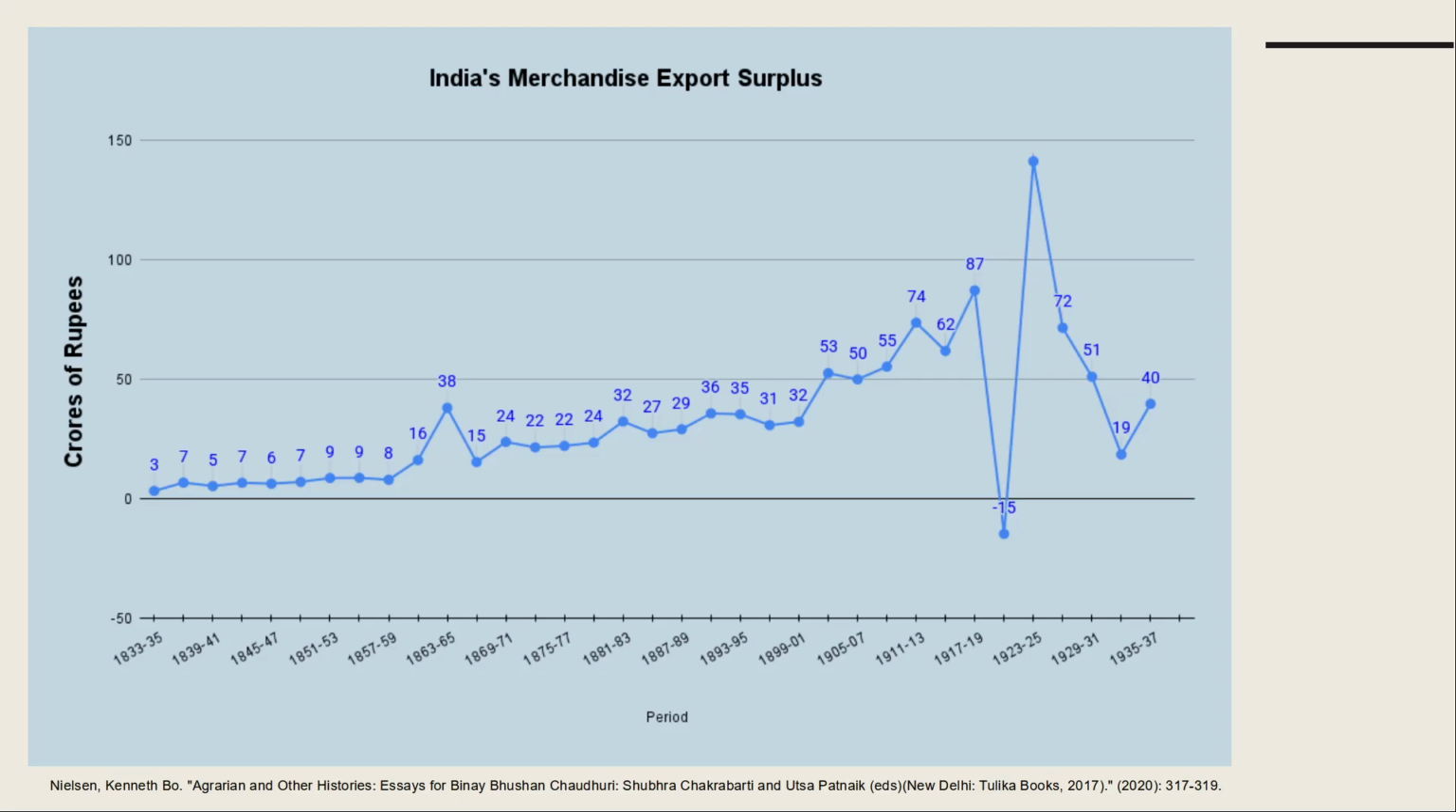And this data again I've got from Professor Patnaik's article, and you can see the table in that article. So I've just kind of graphically mapped it out. So this shows India's merchandise export surplus from 1833 till 1937. Now the merchandise export surplus is calculated as exports minus imports. So obviously if you are exporting more than you are importing, this will always be a positive number.